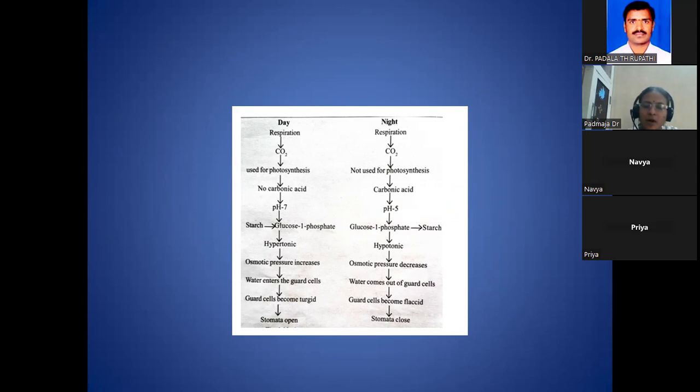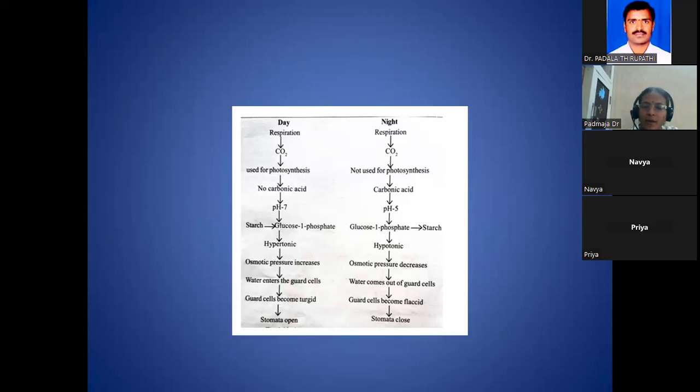This increase in the osmotic pressure in the guard cell means water will enter into the guard cells from the subsidiary cells due to this increase in the osmotic pressure. Why is the hypertonic condition there? The guard cells become turgid whenever water enters into the guard cell. Now the stomata will be open. So like this, vice versa.